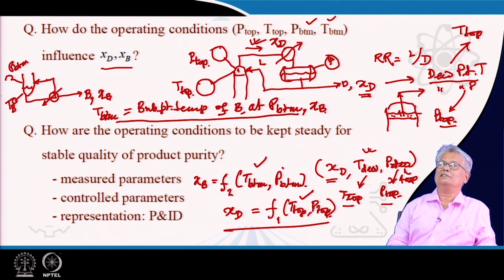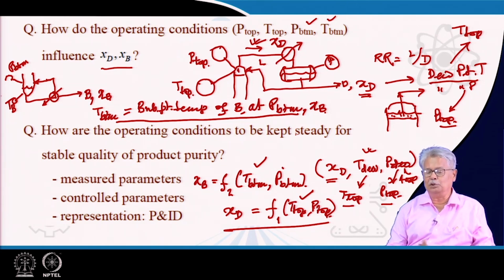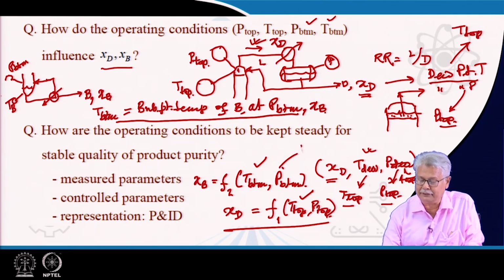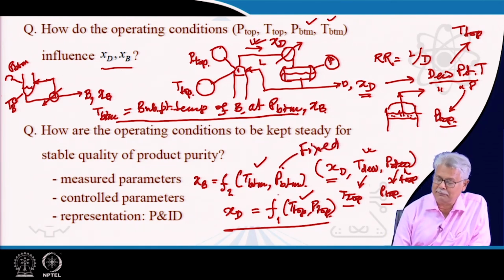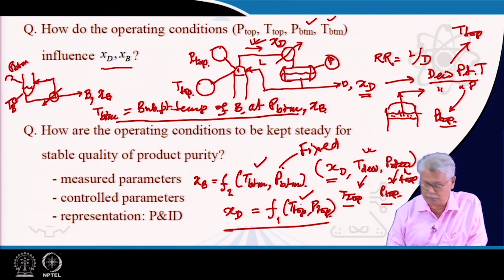So, one thing is true, normally you would not like the column pressure to vary, and so naturally you would like this to be kept fixed by using some sort of controller. So, you usually keep this fixed, and this is the column top, which is kept fixed.